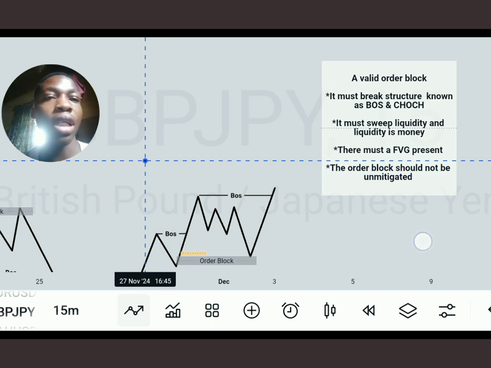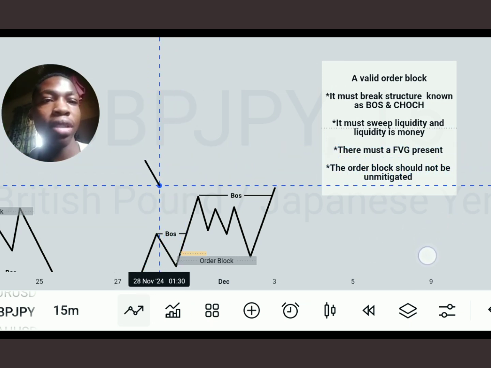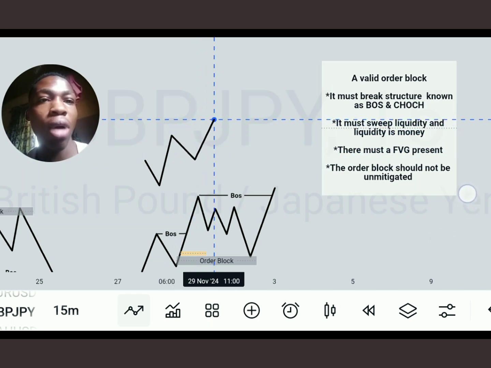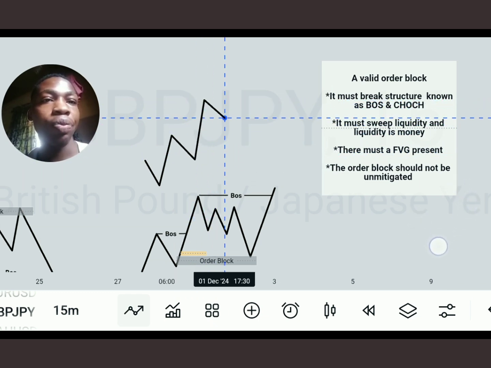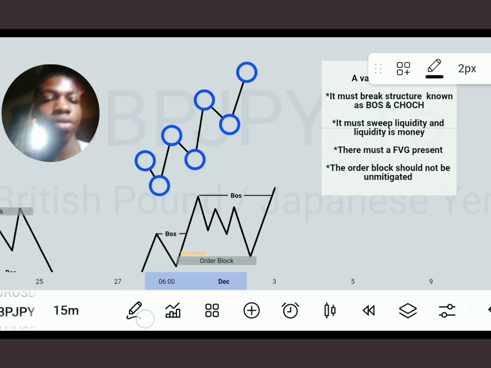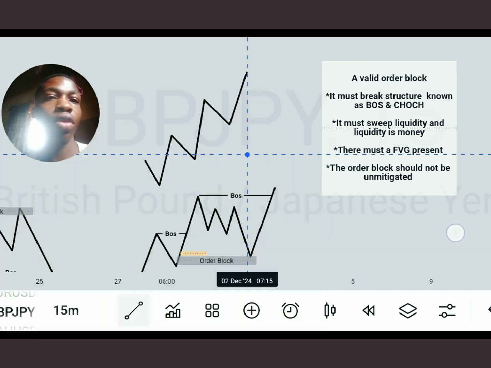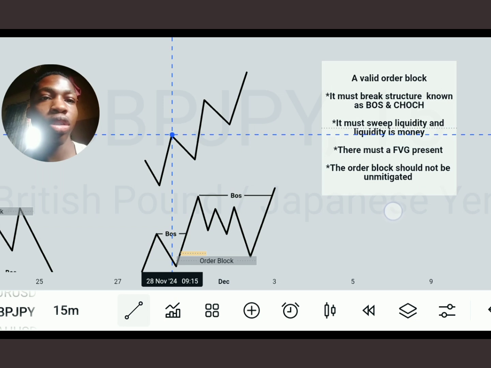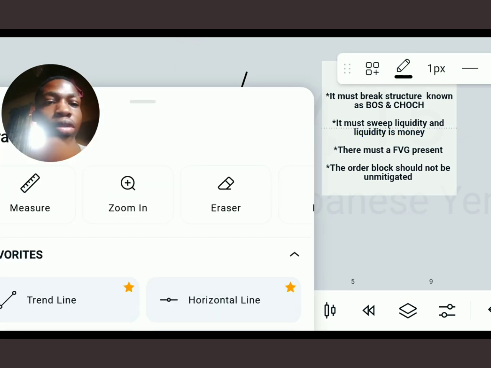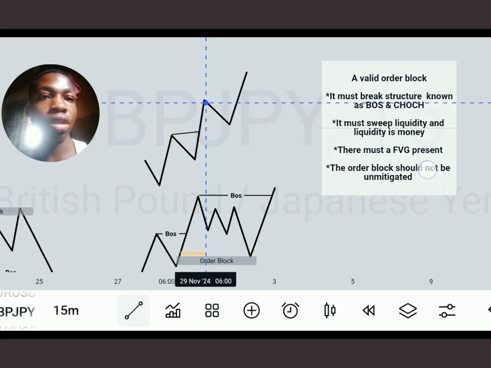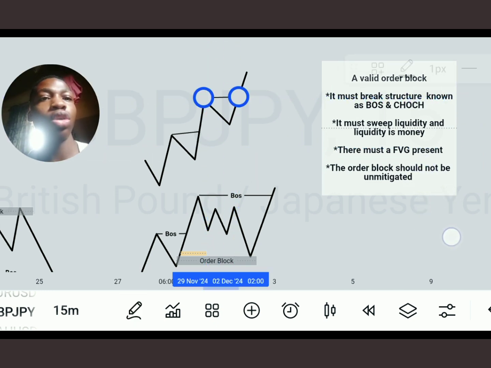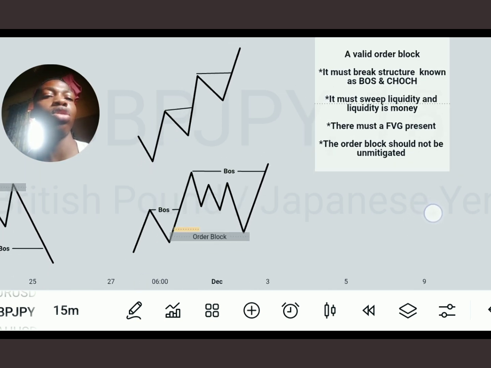When price is going higher, when price does something like this, it's creating a higher high, higher low, higher high, higher low, higher high. So it's breaking structure. This is a break of structure. Break of structure here. A break of structure here. So this is how you can identify a break of structure.